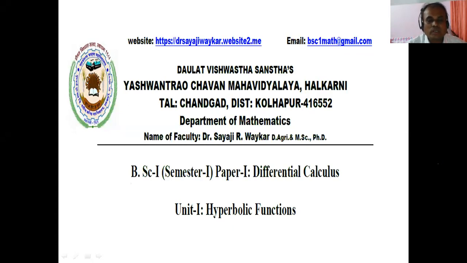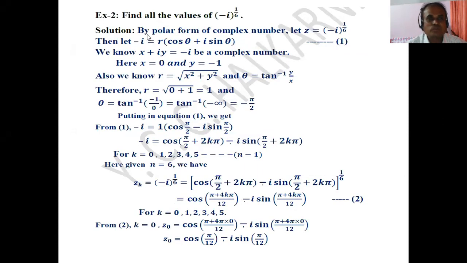We have seen in the last lecture the applications of De Moivre's theorem. In these applications we learned the first application, the nth root of unity, and an example. In this lecture, we will learn the examples on the applications of the nth root of unity. Now, example 2. Find all the values of (minus i) raised to 1 by 6.